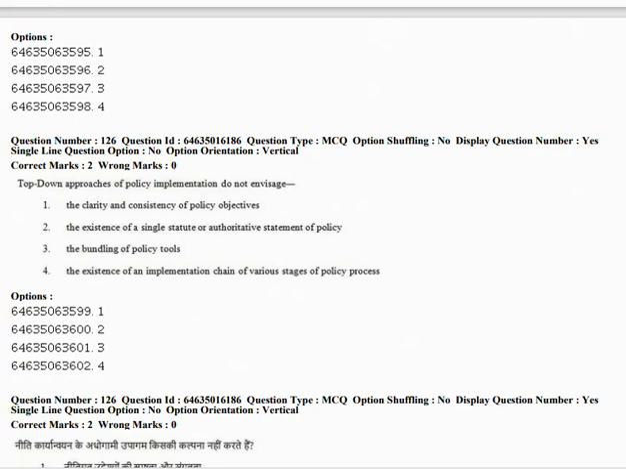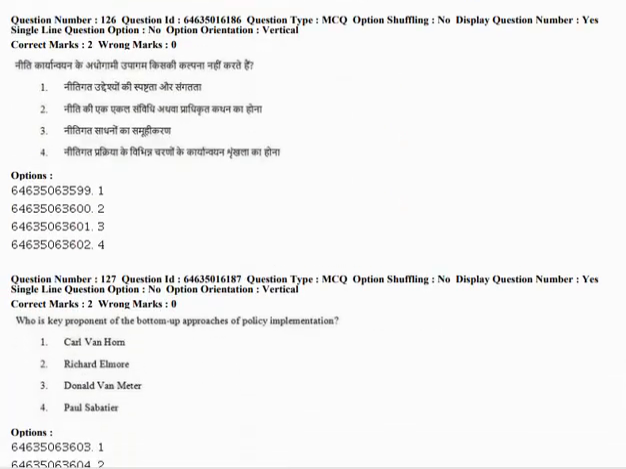126. Top-down approach of the policy implementation do not envisage clarity and consistency of the policy, ये करता है. Existence of the single statute of the authoritative statement of policy, ये भी सही है. पॉलिसी टूल्स भी बिल्ड कर रहा है. Existence of the implementation chain of the various stage of the policy process, ये नहीं होगा. Option number 4 is the correct answer.